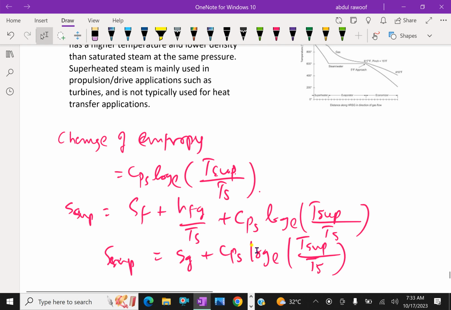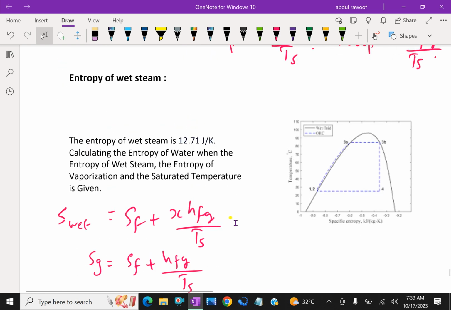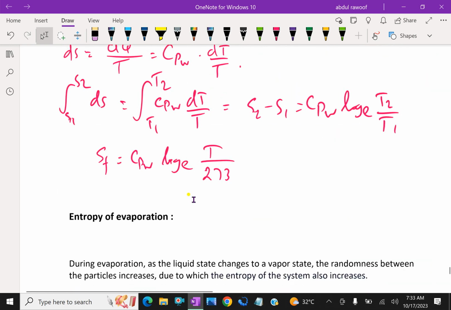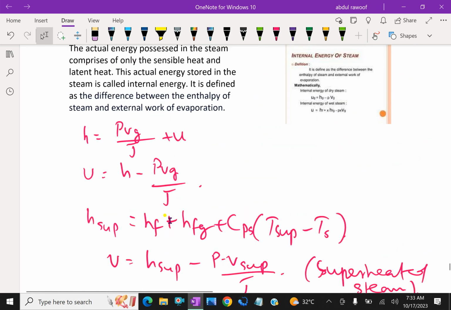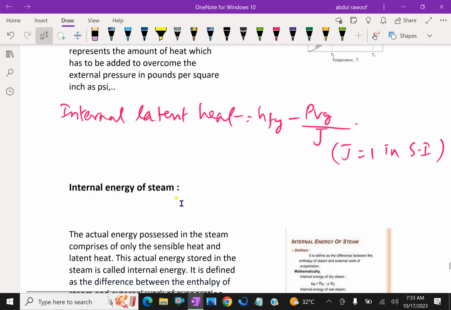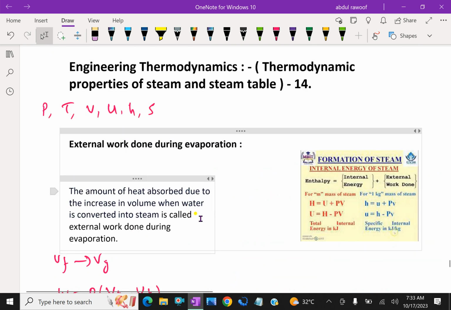These things also we can read from the Mollier chart, that is the steam chart. Then enthalpy-entropy, HS chart, that we'll discuss in later videos. So far we discussed entropy of superheated steam, entropy of wet steam, entropy of evaporation, as well as entropy of water, and internal energy of steam, internal latent heat, external work done during evaporation, like the things we have done.